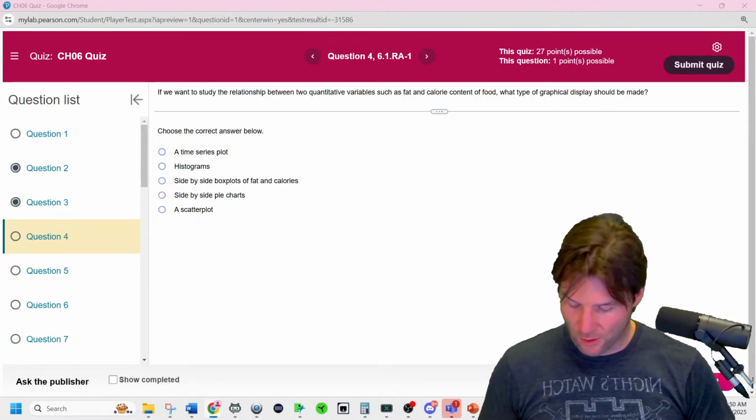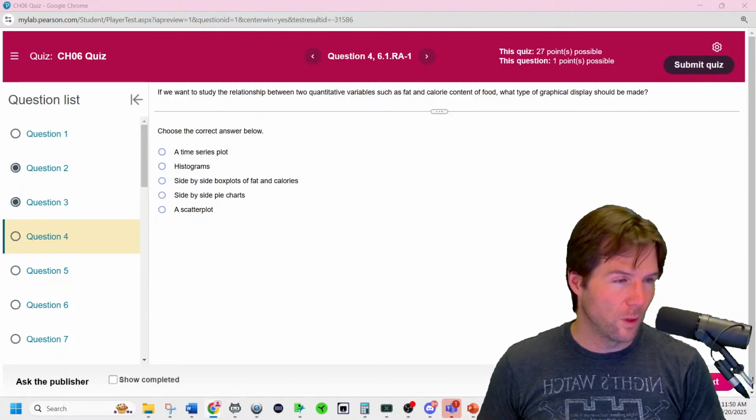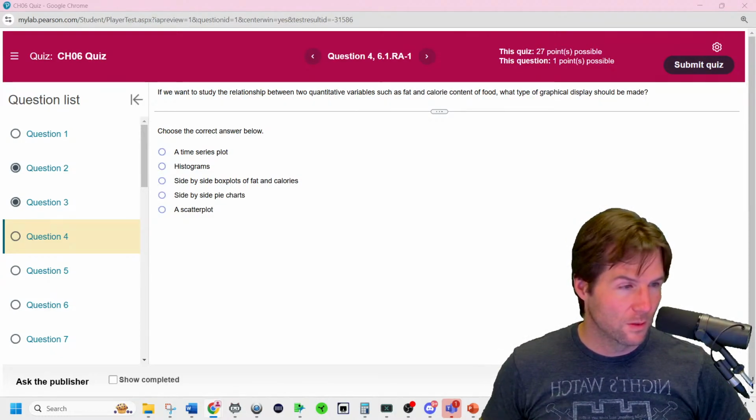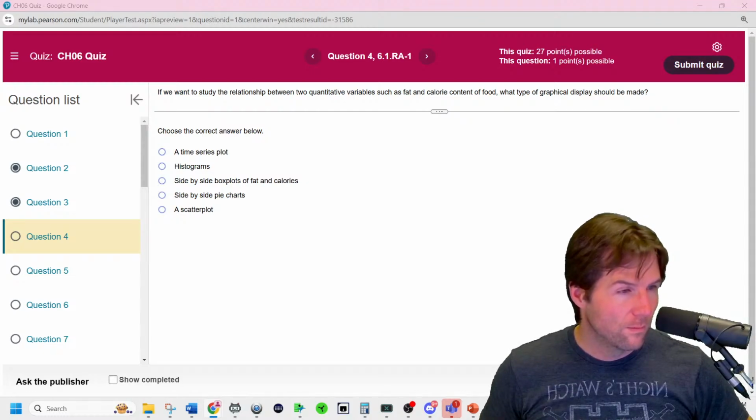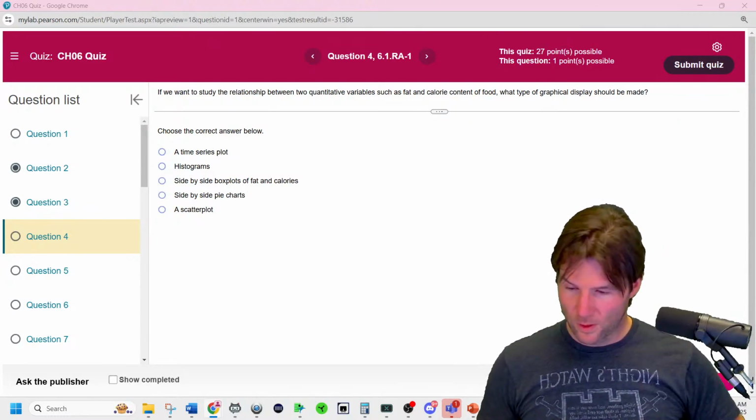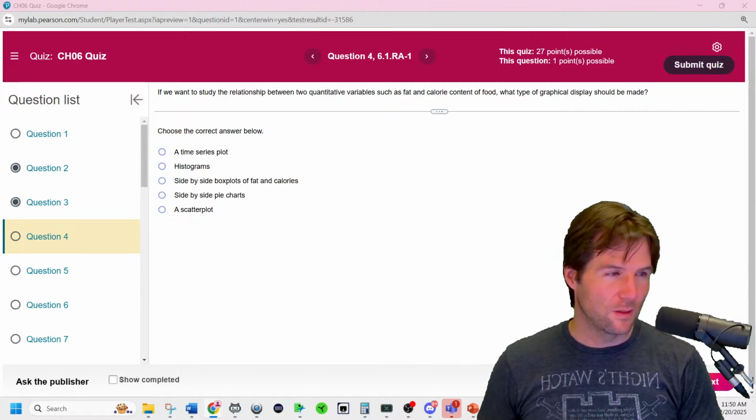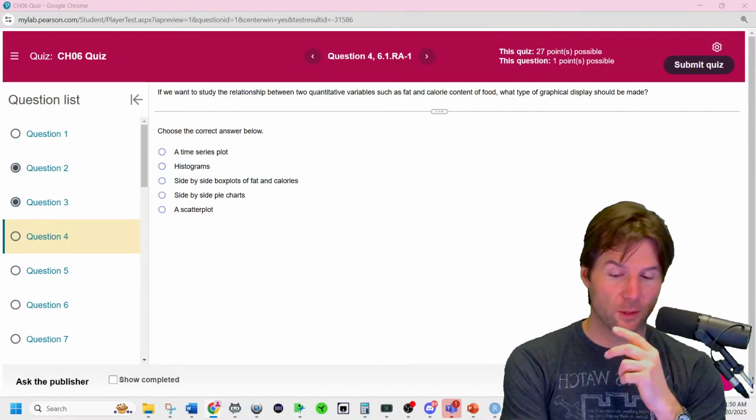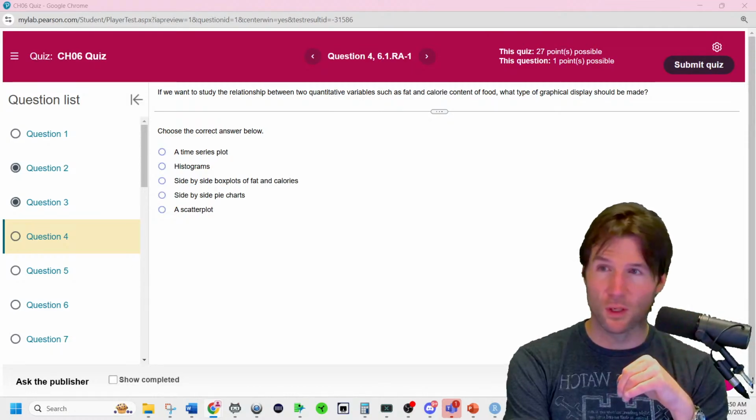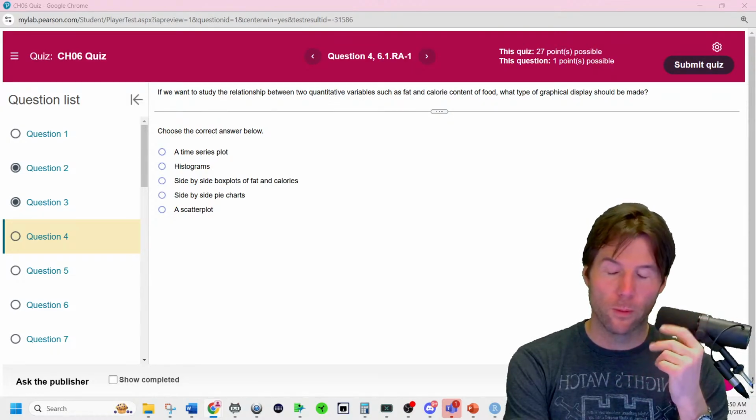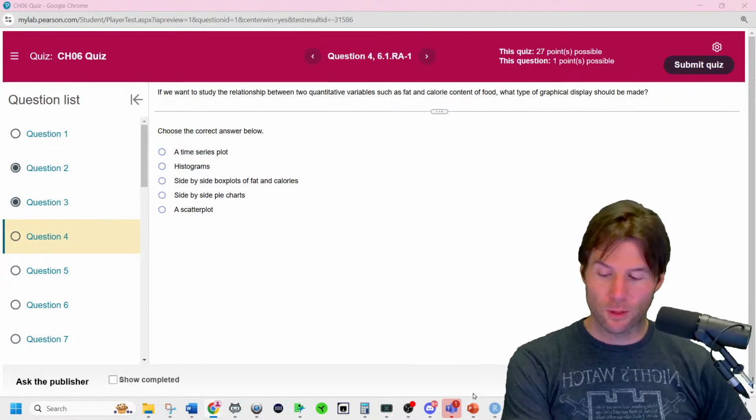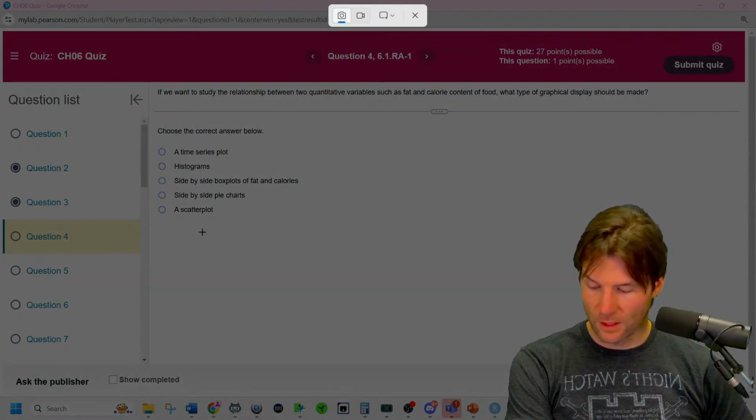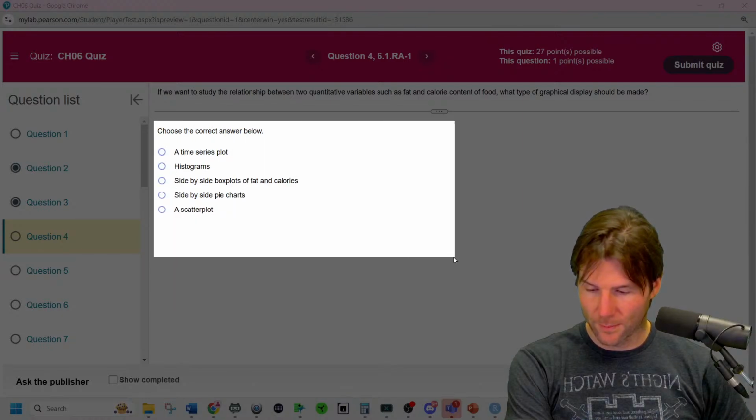Okay, the next question here at the 11:32 mark. If we want to study the relationship between two quantitative variables such as fat in food and calories in food, what would we make? Now, you should be able to draw each of these out. If you really understand these topics, you need to do a drawing for each one of these. So what would we draw?